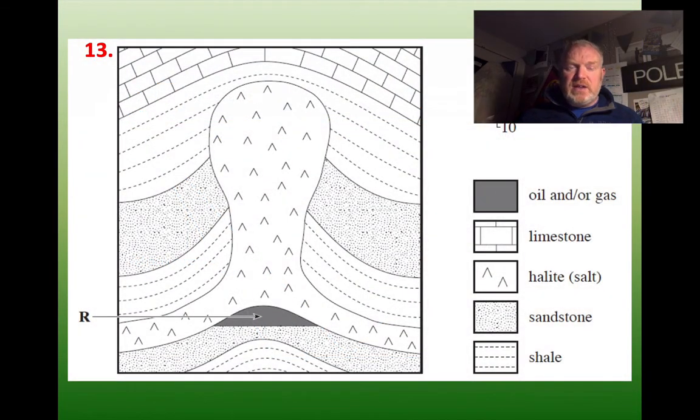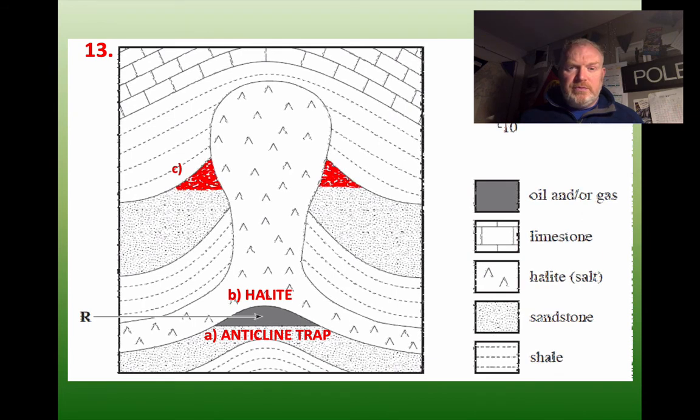Question 13 then has a different type of trap. The trap we can see there at R is an anticline trap. You can see that the sandstone there has been folded, it's been bent into an anticline. The cap rock then for trap R is halite. And there is a different oil and gas trap that we can see in this location. That's where we're likely to find it. That's the salt dome trap.